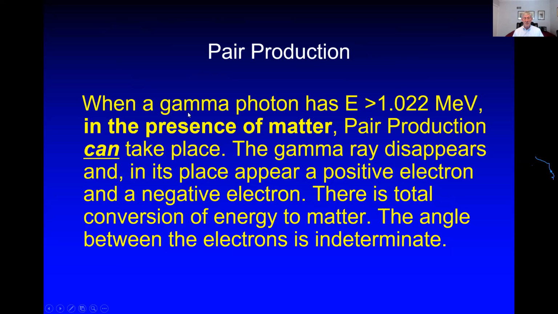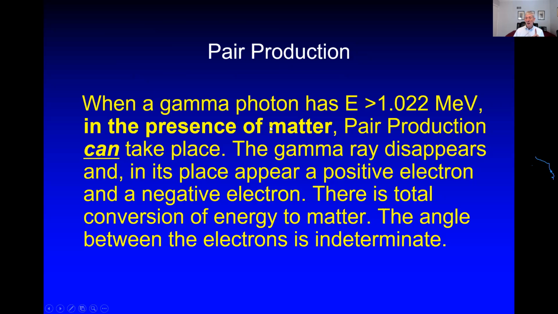It's not too hard. Anytime a gamma ray has an energy greater than or equal to 1.022 MeV, but almost always greater than, here's what can happen. It doesn't have to happen, but it can happen. And this is, I've bolded what's really important. It has to be in the presence of matter. The matter could be a solid, a liquid, or a gas, but it cannot be a vacuum.